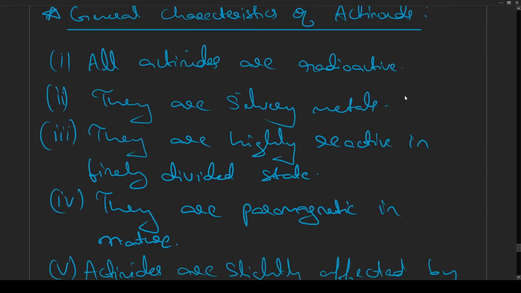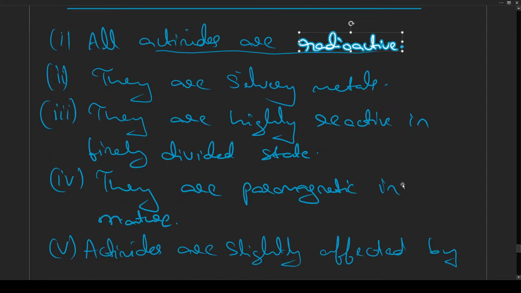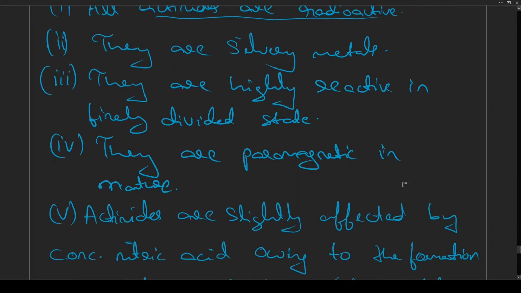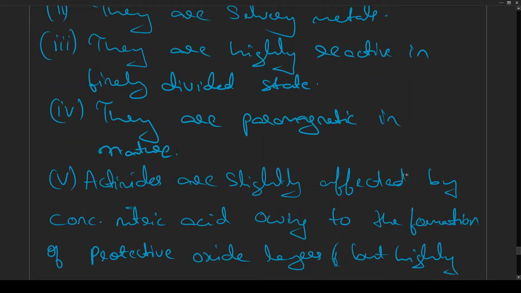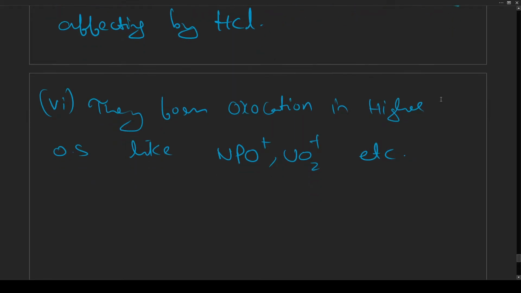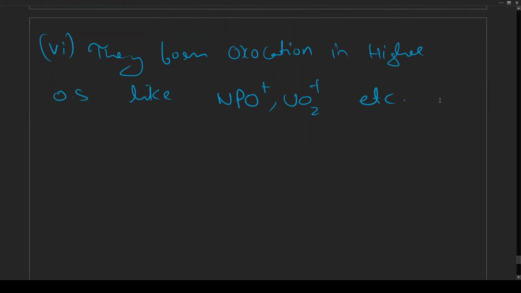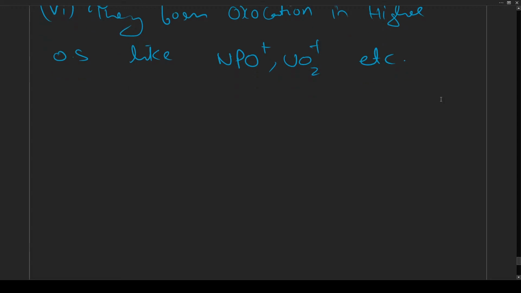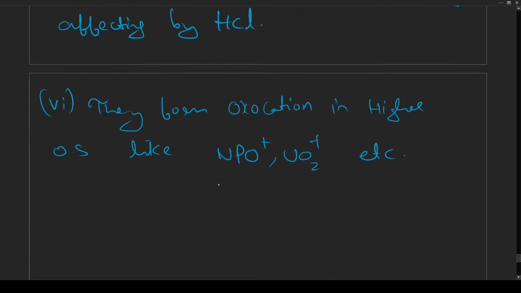Let's see the properties again. All actinides are radioactive. It's important to remember this. They are silvery metals. They are highly reactive in finely divided state. They are all paramagnetic in nature. They are affected by nitric acid due to formation of a protective oxide layer and highly affected by HCl. Then they form oxocations in higher oxidation states.